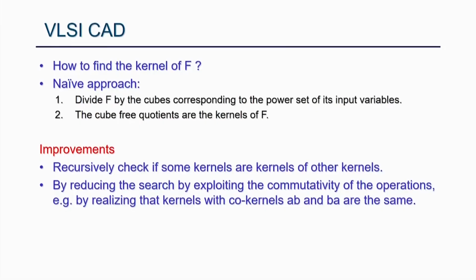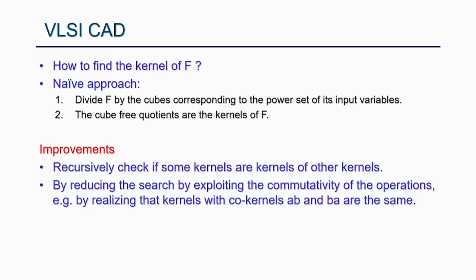Now, the question is how to find the kernels of a function, right, that is something we have not discussed. The naive approach is to divide the function by all possible product terms, right, because that is the power set of the inputs. Here I am talking only about a single cube, a single product, not multiple products, right. And whenever I find a quotient which is cube free, I can take that as a kernel, right.